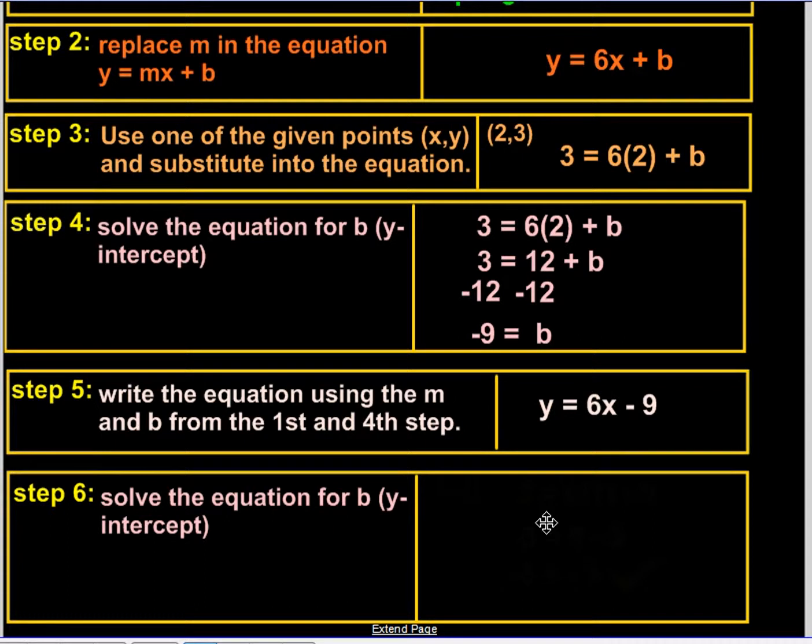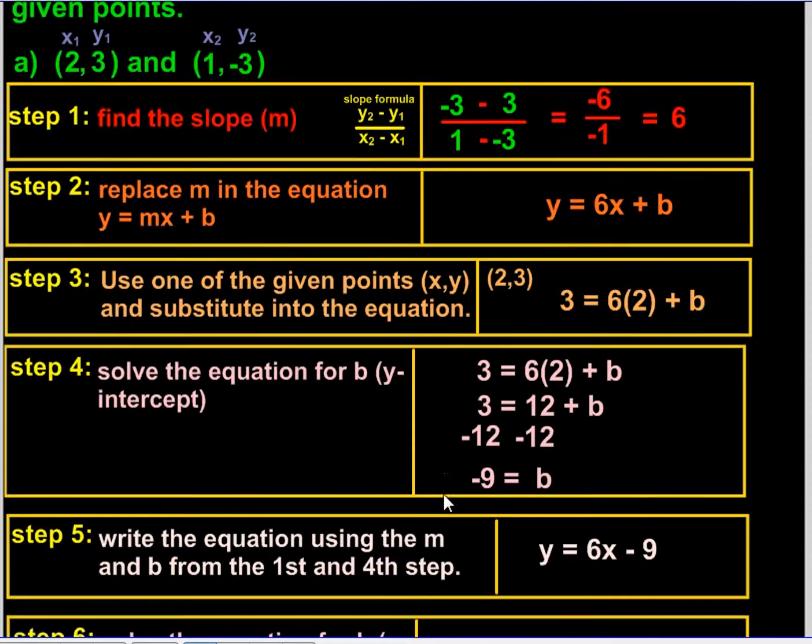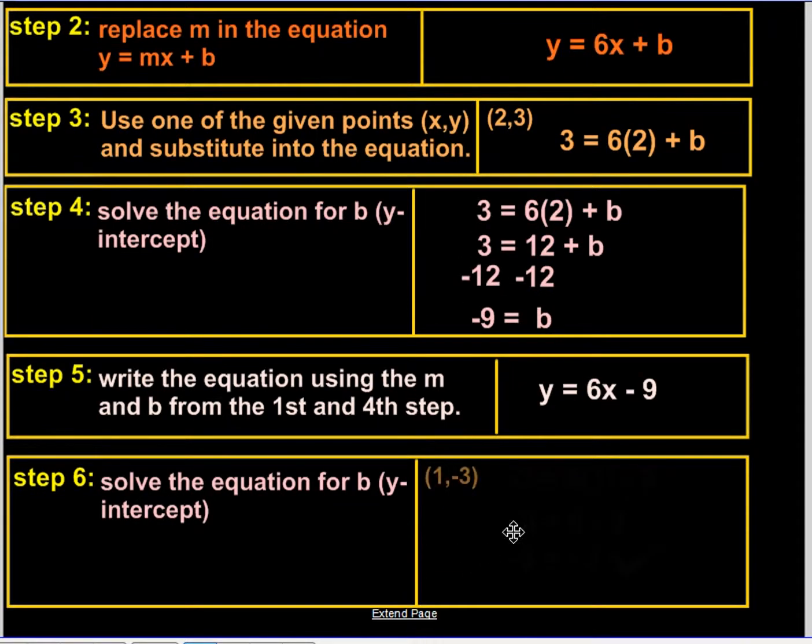I'm now ready for step 6, which means I take the second set of coordinates that I had over here and I plug them into this equation. So y is -3, x is 1, and there's the equation, and I can go ahead and solve it out. So I still have -3, 6 times 1 gives me 6, minus 9. 6 minus 9 is -3. -3 does equal -3, so my check works.